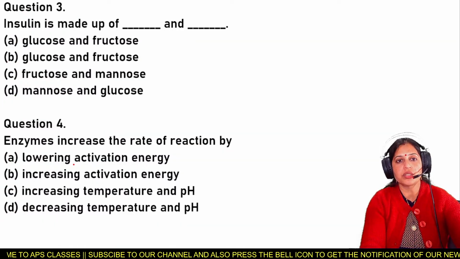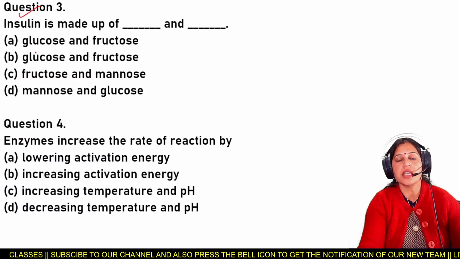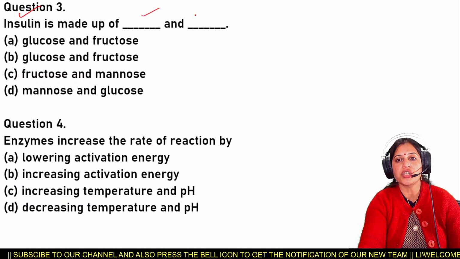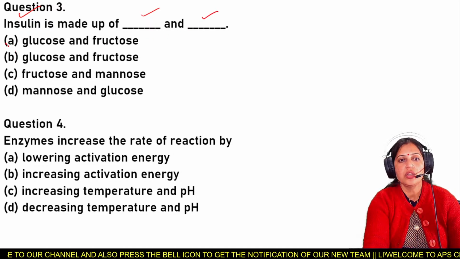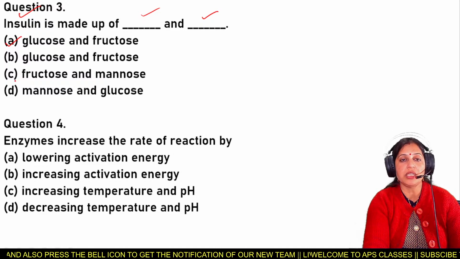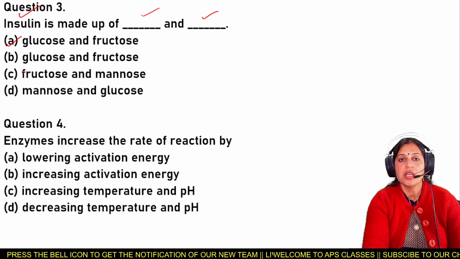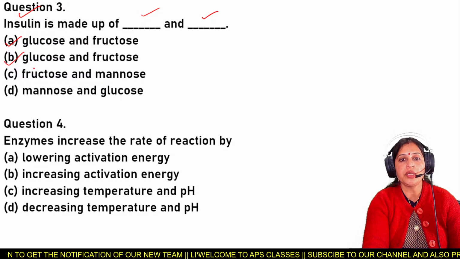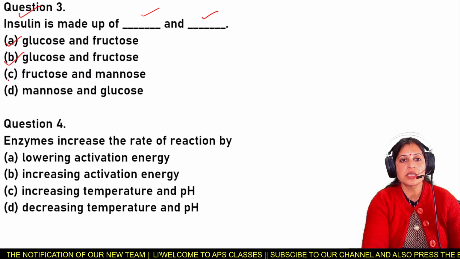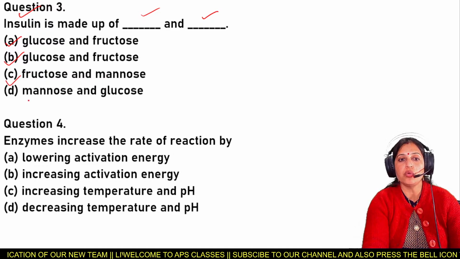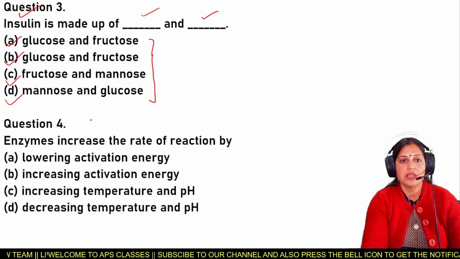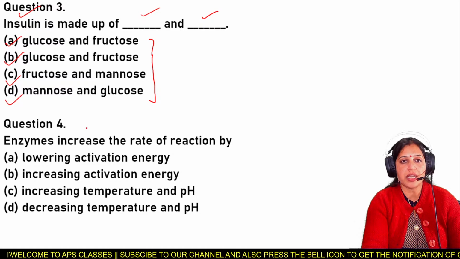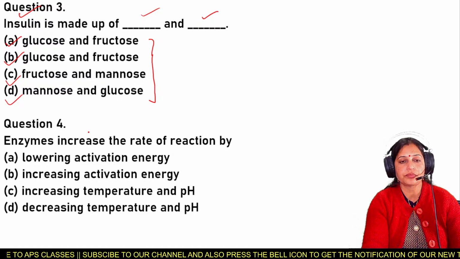Now shift to question number 3: insulin is made up of dash and dash. Insulin is the hormone that maintains the sugar level in the body. The options are: A, glucose and fructose; B, glucose and fructose; C, fructose and mannose; and D, mannose and glucose. So insulin is made up of dash and dash, and this is your question number 3.